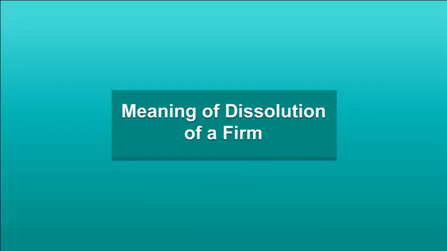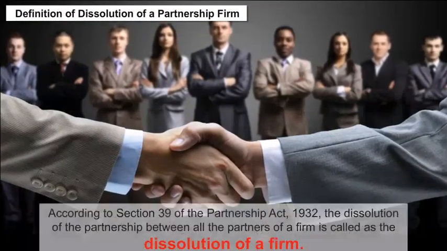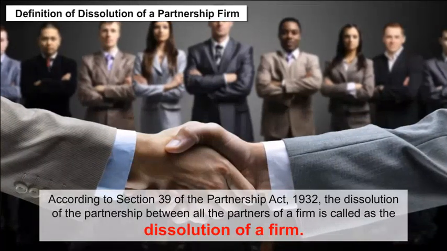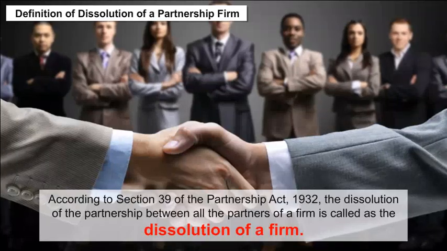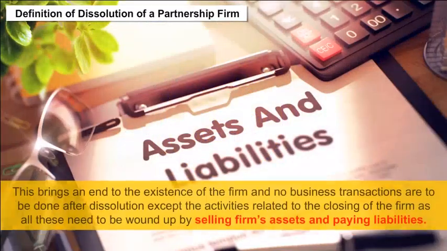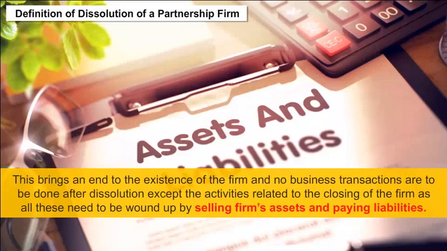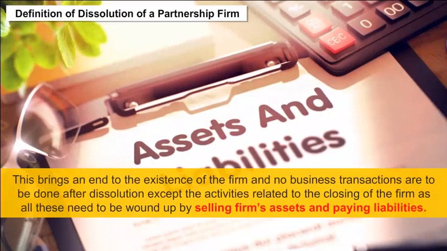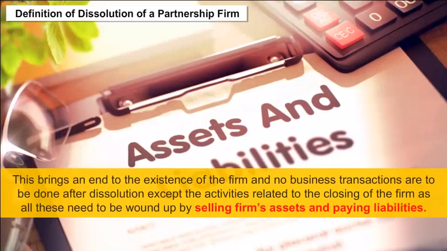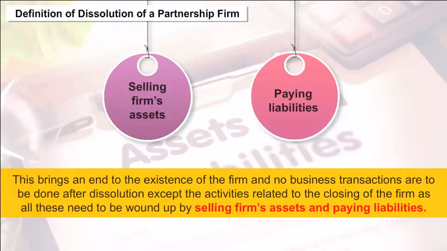Meaning of dissolution of a firm. Definition of dissolution of a partnership firm. According to Section 39 of the Partnership Act 1932, the dissolution of the partnership between all the partners of a firm is called the dissolution of a firm. This brings an end to the existence of the firm, and no business transactions are to be done after dissolution except the activities related to the closing of the firm, as all these need to be wound up by selling the firm's assets and paying liabilities.